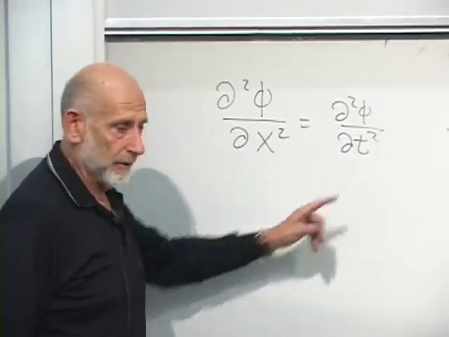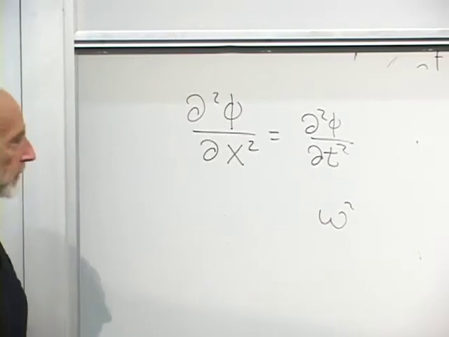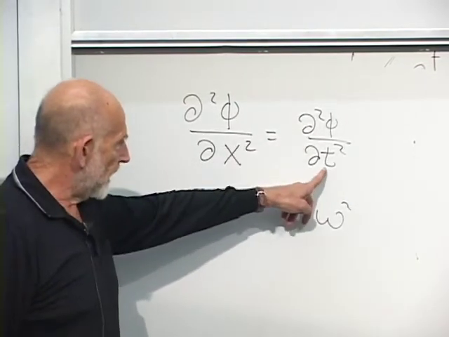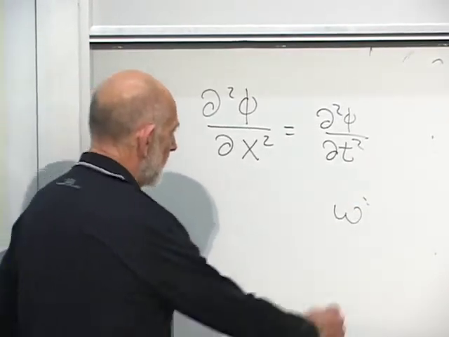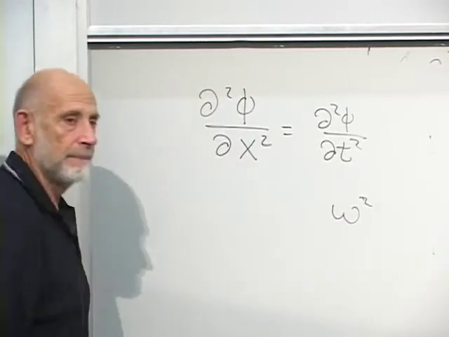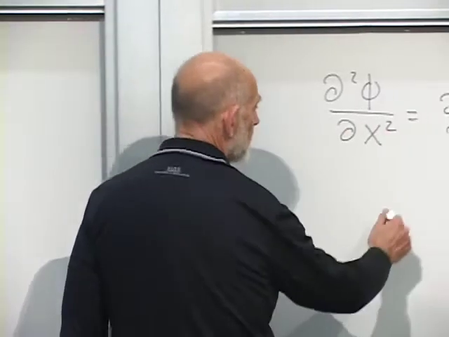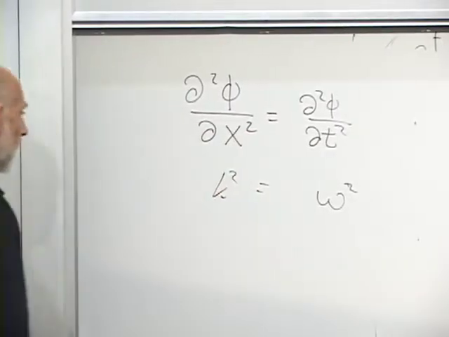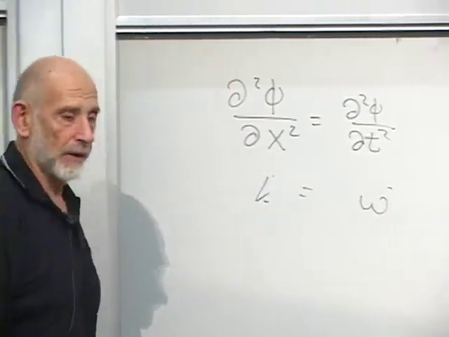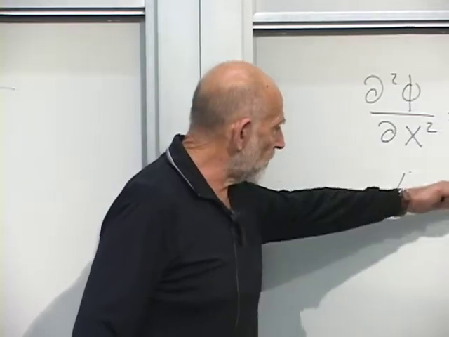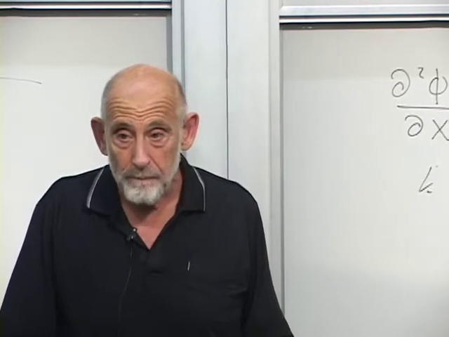d by dt squared stands for omega squared, right? We've done this many times. If you have a wave, each time derivative gives you a factor of omega. What about each space derivative? K, right? Each space derivative gives you a k. So this equation says that omega squared equals k squared, or omega equals k. I've left out the speed of light. I've set the speed of light equal to 1. So what's the velocity of this wave? The omega over k is 1. Okay.